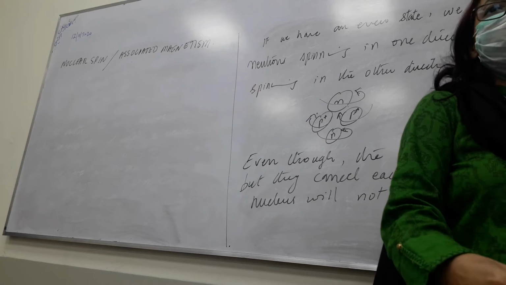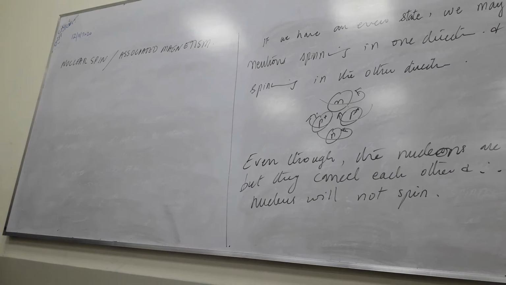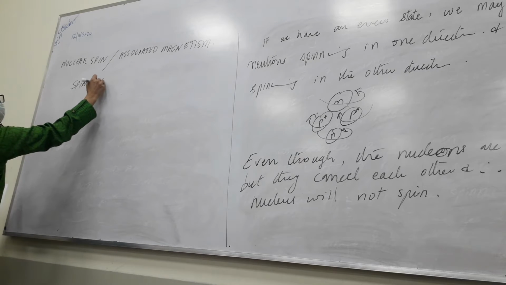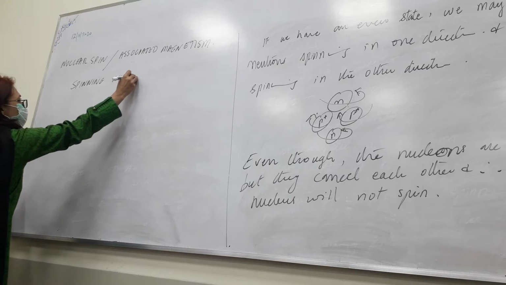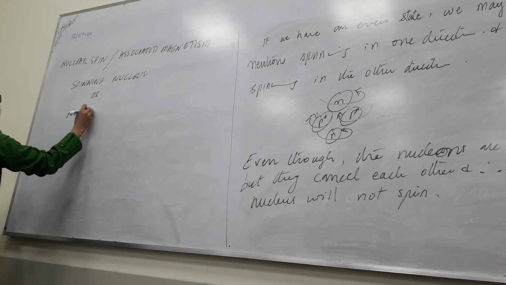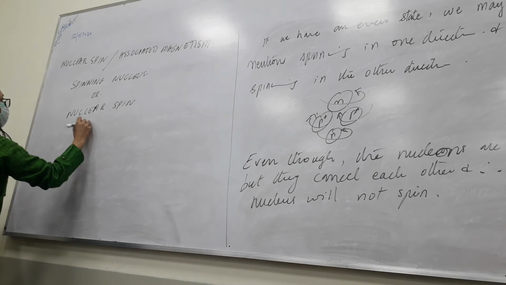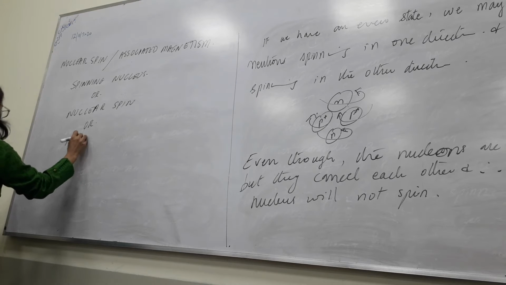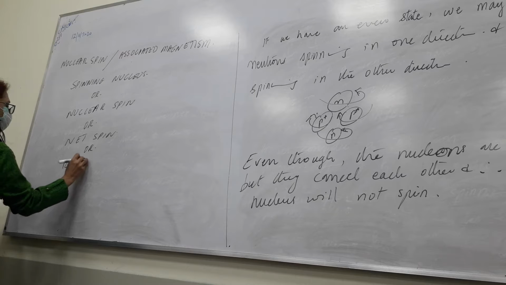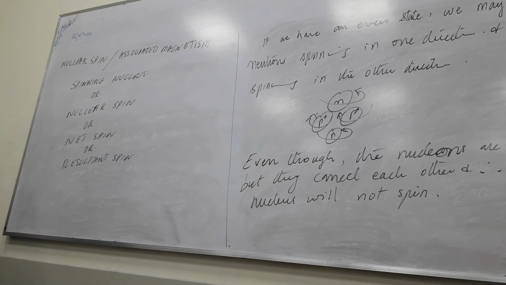So while we are studying this, we can use the terms, and again if you read in the book and so on, you can use the terms like spinning nucleus, or you can use the term nuclear spin, or you can come across this term net spin, or you can come across the term resultant spin. They all mean the same. Okay.